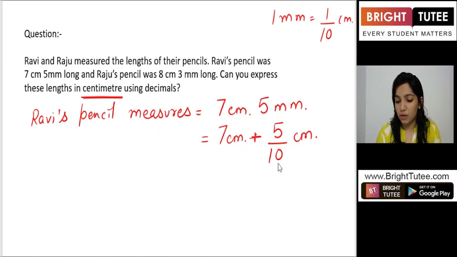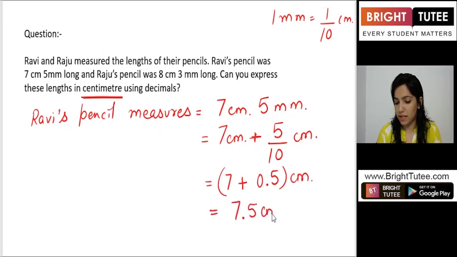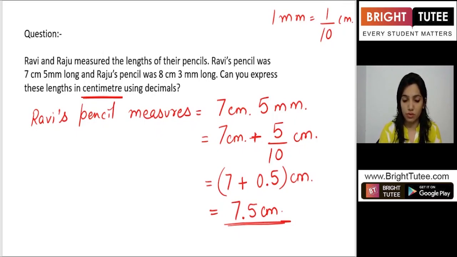Now, can you convert this 5 over 10 into a decimal number? Yes, we can. This is 7 plus 0.5, because 5 is at the tenths place and this is in centimeter. So the answer is 7.5 centimeter, and this is the length for Ravi's pencil, right? Now let's see what is the length of Raju's pencil. I'm sure you can do this very easily.